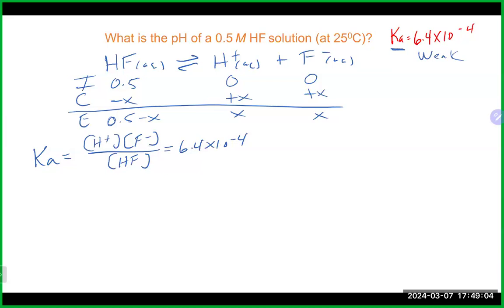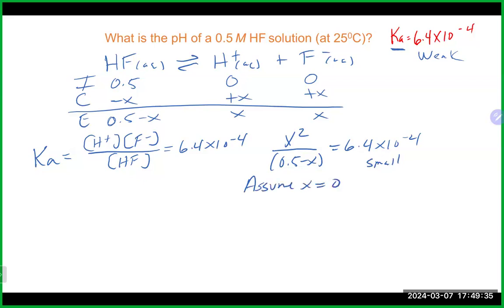Just like a normal sort of equilibrium problem here, we're going to put everybody from the equilibrium line into our expression, and we want to solve for x basically. So that will get us x squared up on top, over 0.5 minus x, equals 6.4 times 10 to the minus 4. In this particular case, like we talked about before, you might want to look at the K value here, and it is a small value of K, which means we can assume that x is equal to 0.